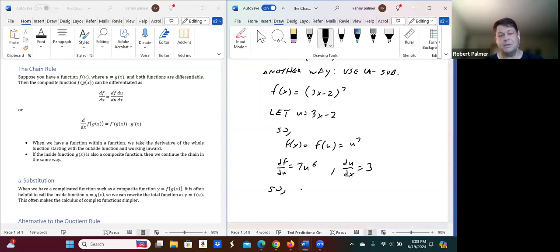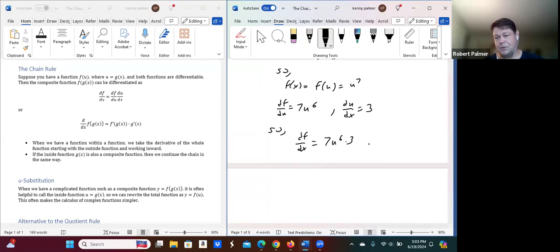And so we can say that the derivative of f with respect to x, just repeating this first line here, is basically these multiplied together, what we just did. So that's going to be 7u to the 6th times 3. Okay, and of course that's going to be 21u to the 6th. Now what I'm going to do is substitute back. I'm going to get rid of the u and put it back in terms of the original terms. So u is 3x minus 2.